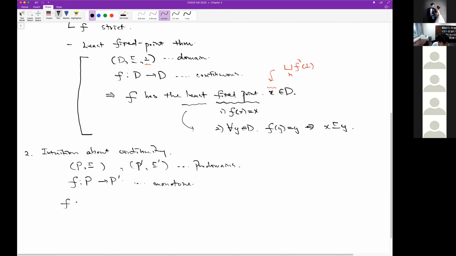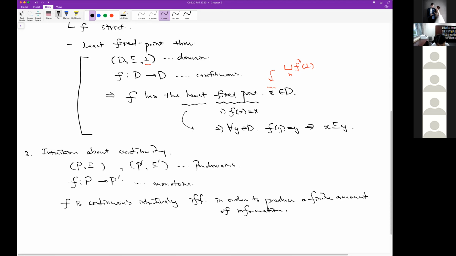Intuitively, for monotone functions, f is continuous if and only if, in order to produce a finite amount of information in the output, f uses only a finite amount of information in the input.